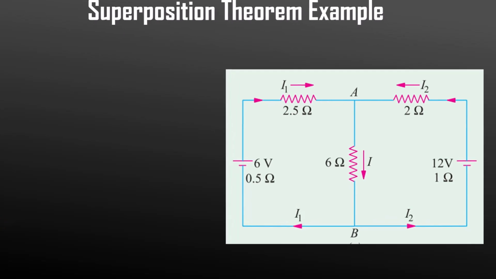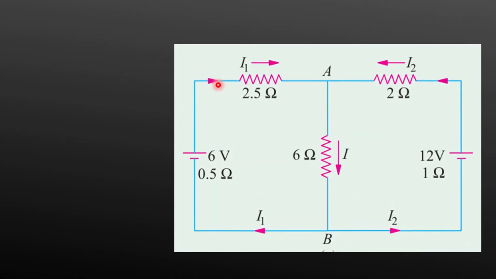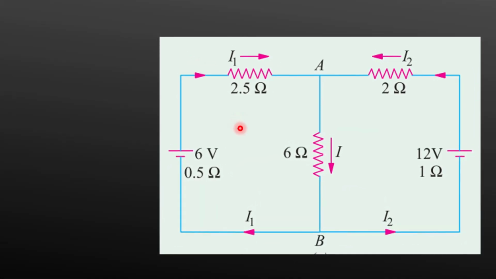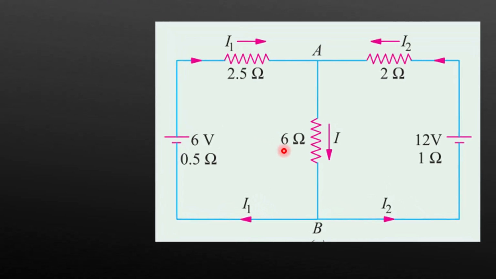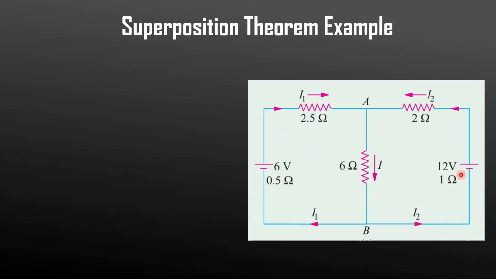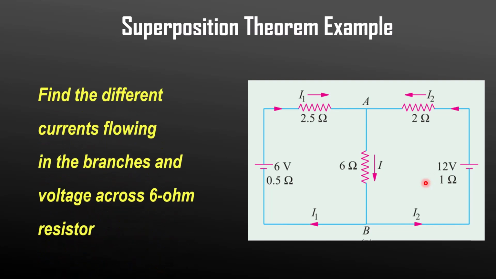Let us solve an example of superposition theorem in order to understand the exact application. So here we have an electric circuit in which we have two sources of EMF. 6 volt and 12 volt are the two voltage sources, and the aim is to find the different currents flowing in the branches and the voltage across the 6 ohm resistor.